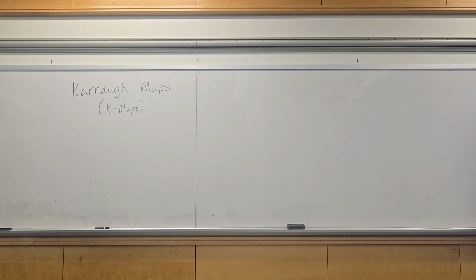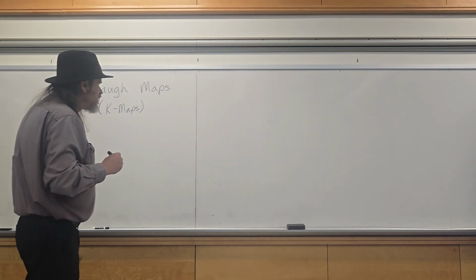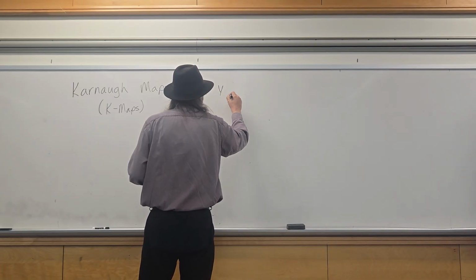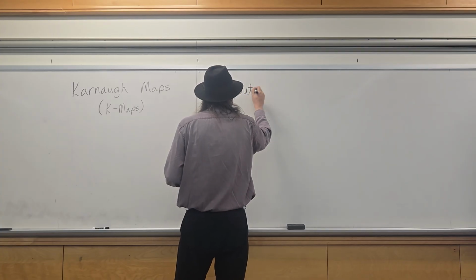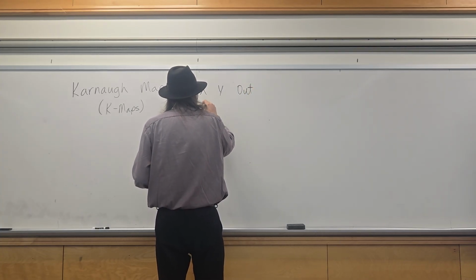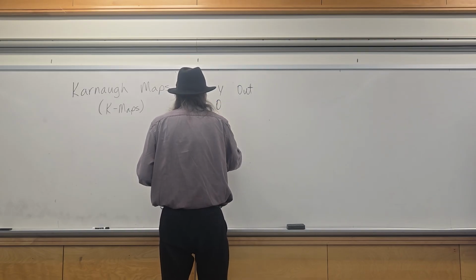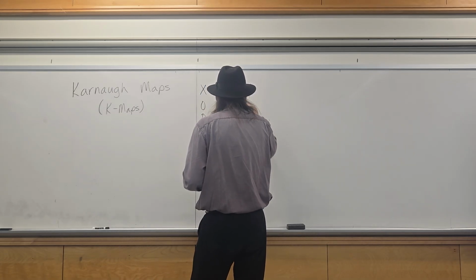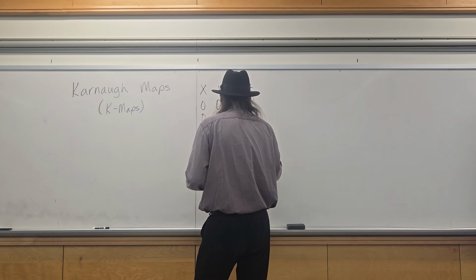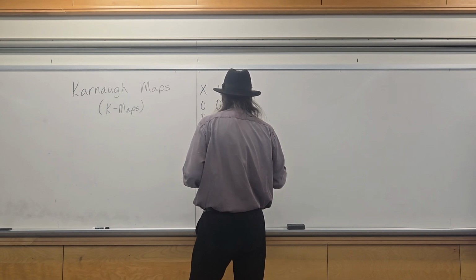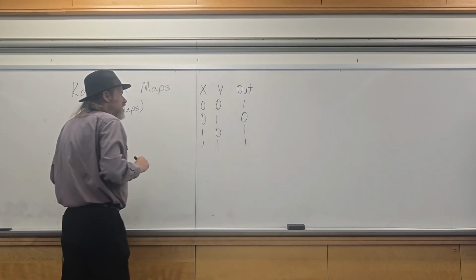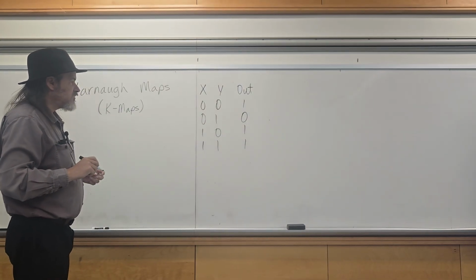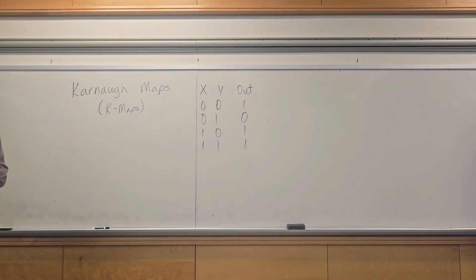We'll start with a 2x2 map. Say you have X and Y, two variables, and you have 0, 1, 0, 1, 1, just as an example. And that's your state table that you're trying to create an expression for.